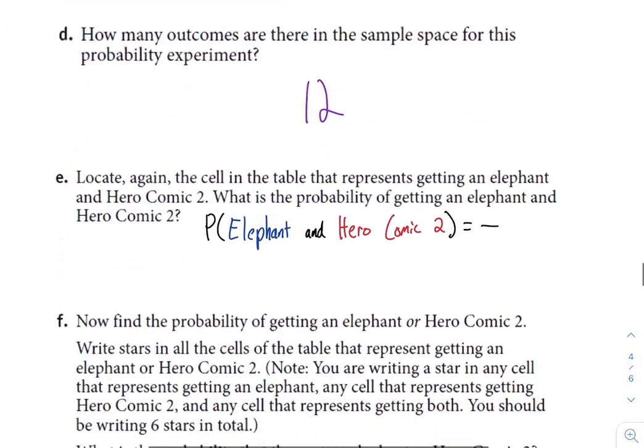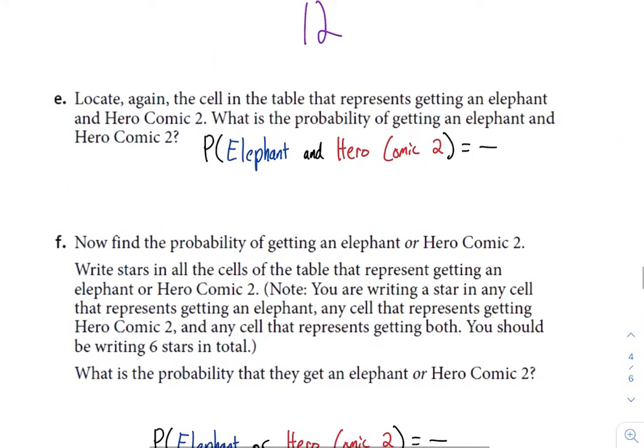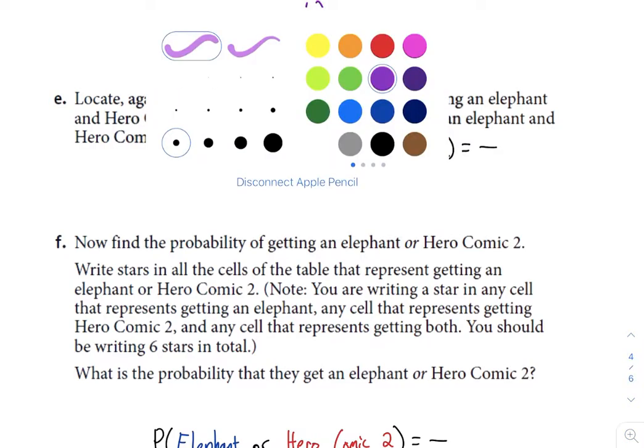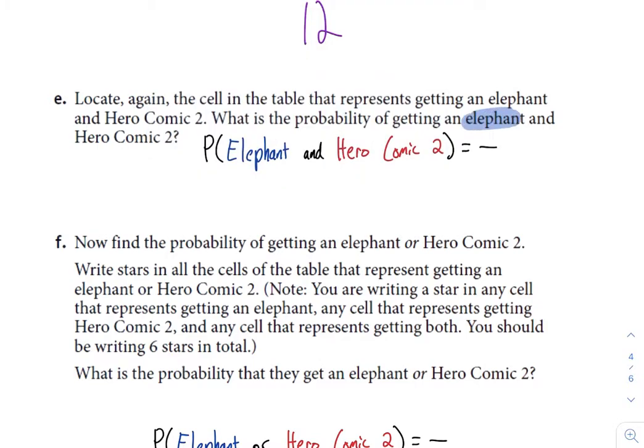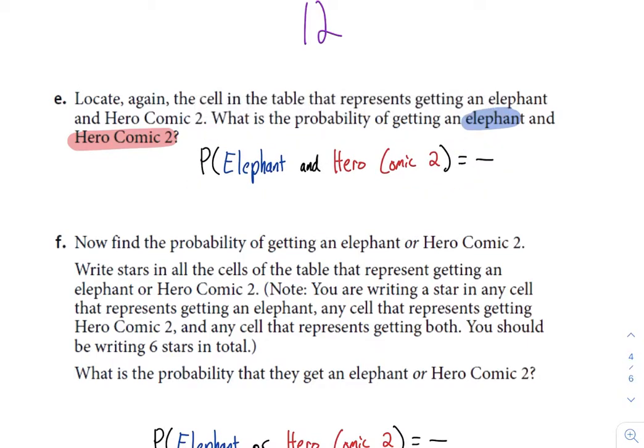All right, so now they want us to find some probabilities. I already wrote it down in the notation here to kind of make our life easier. In this case, they want us to find the probability of getting an elephant and Hero Comic 2. Remember that and or is important because we want to know, hey, do I need both or just one of either, elephant or Hero Comic or both of them? So in this case, again, probability kind of have that same notation, the capital P, and then in parentheses, what's going on, in this case, elephant and Hero Comic 2.